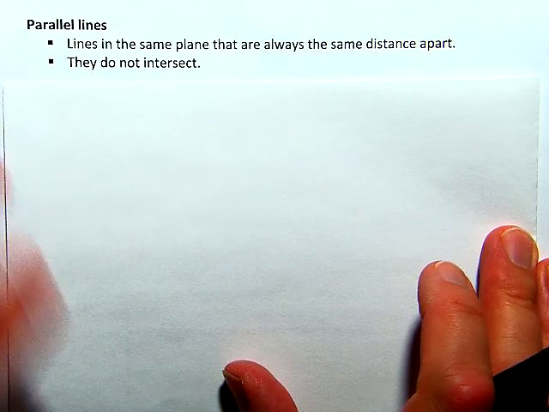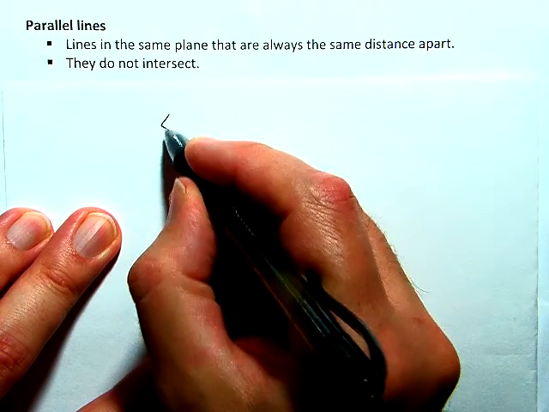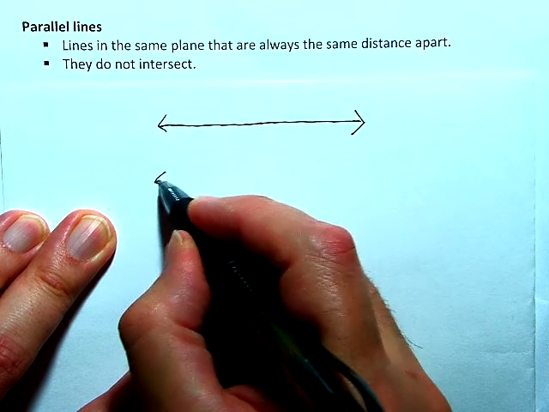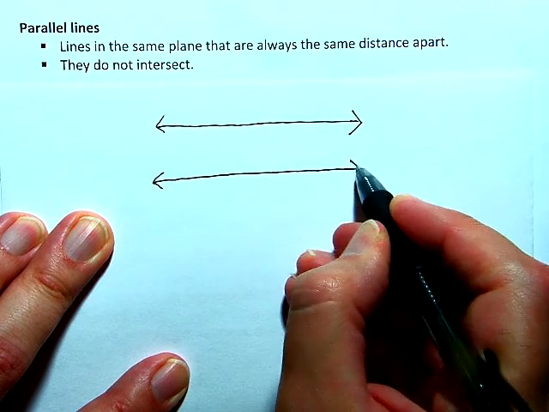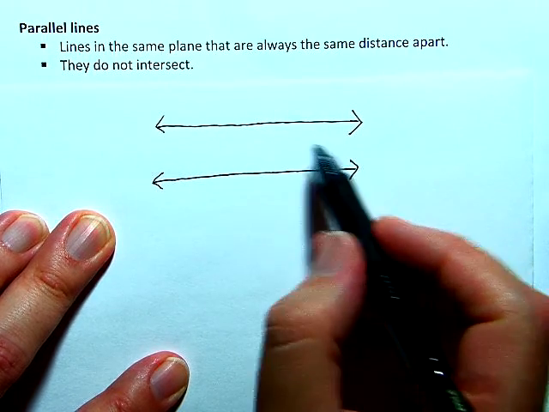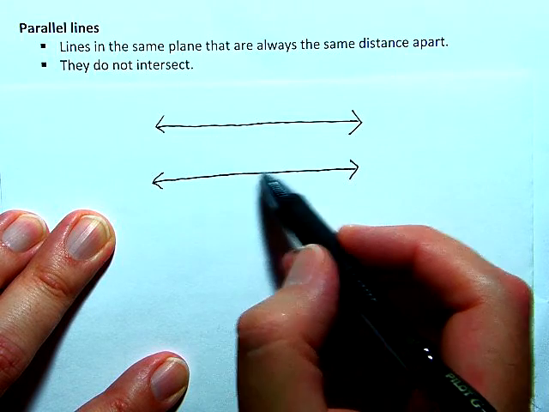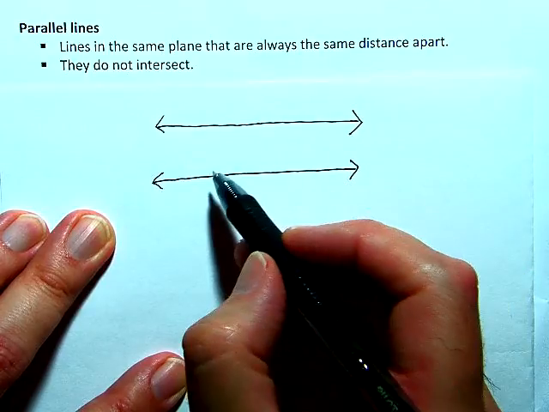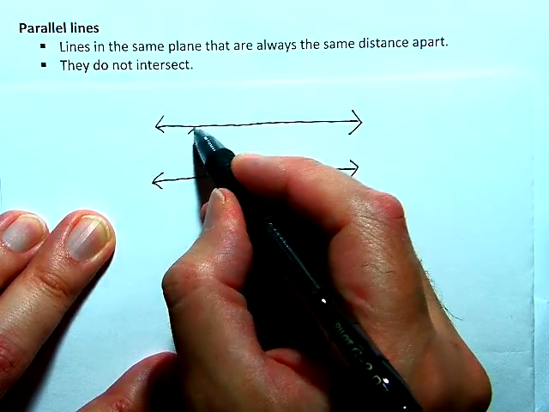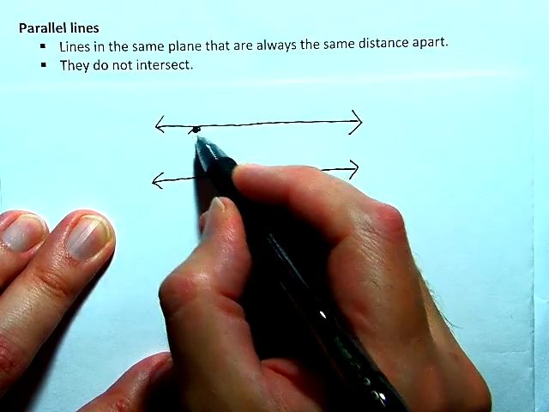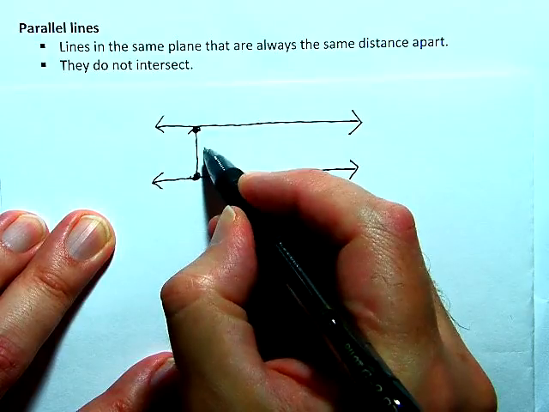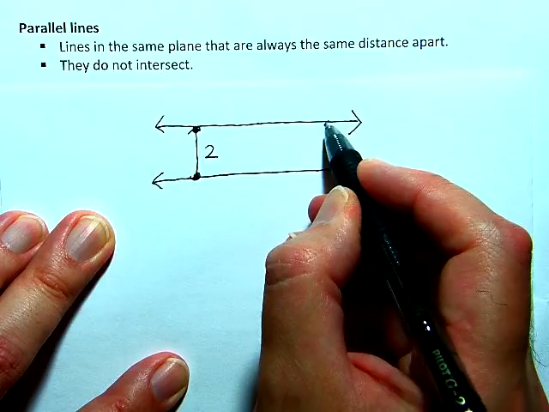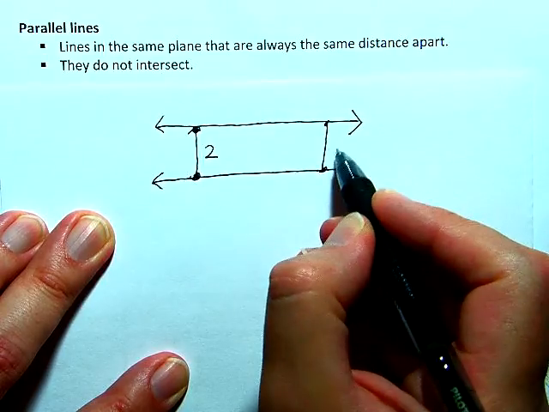Parallel lines, I'm just going to mention briefly. We're going to talk about parallel lines a lot more in other units, but I'm going to draw a pair of parallel lines for you as best as I can. They're lines in the same plane. Okay, so these are both in the plane of the same sheet of paper, and they're always the same distance apart. Okay, they don't exactly look it because I didn't quite draw it perfectly, but theoretically you want this distance, let's say from here to here, let's say this distance is 2.